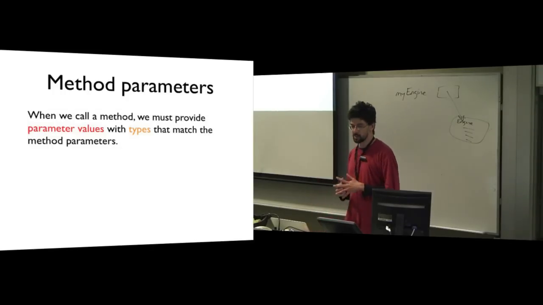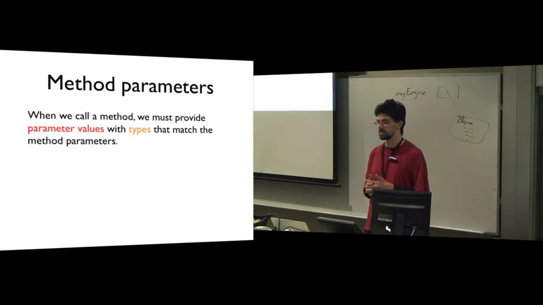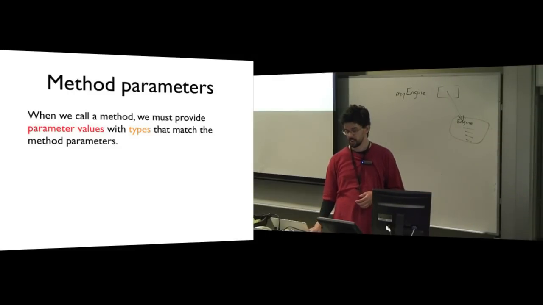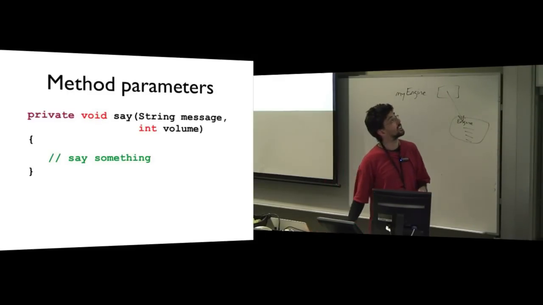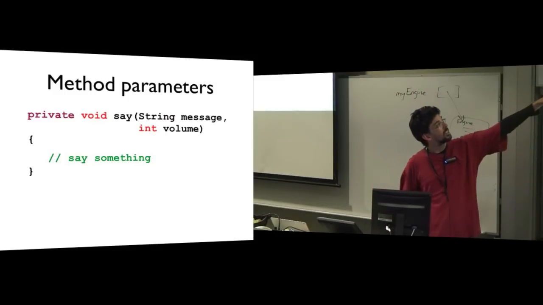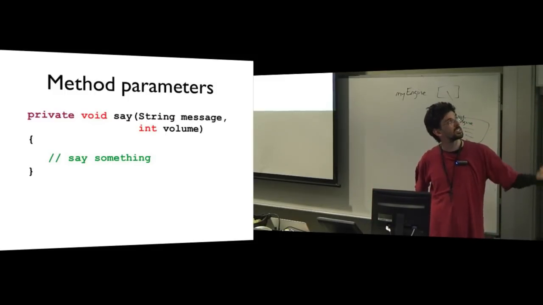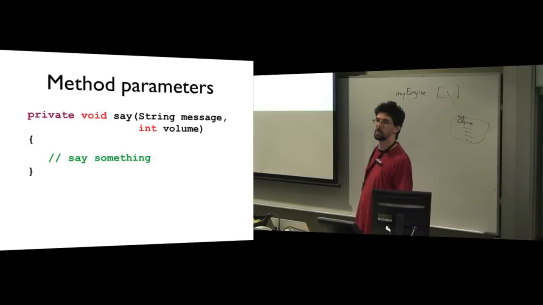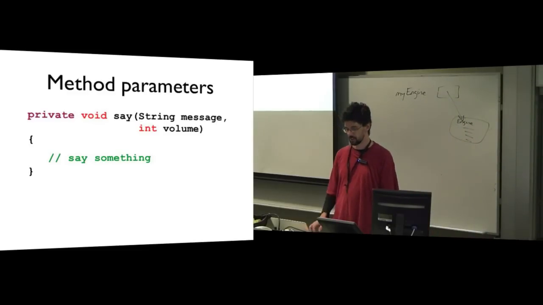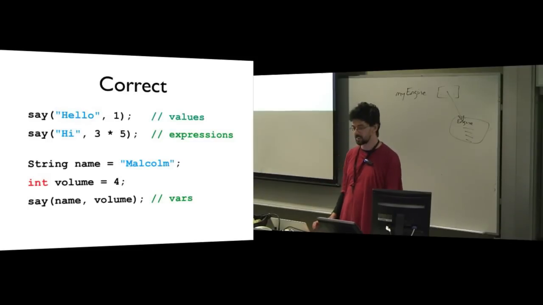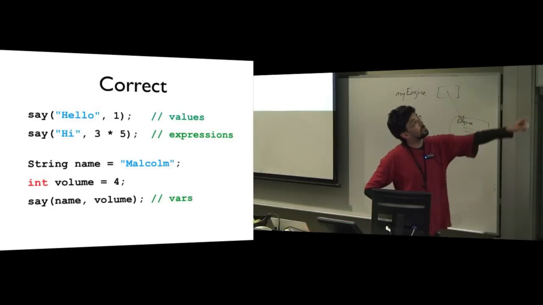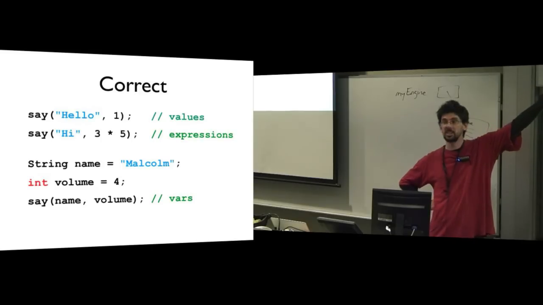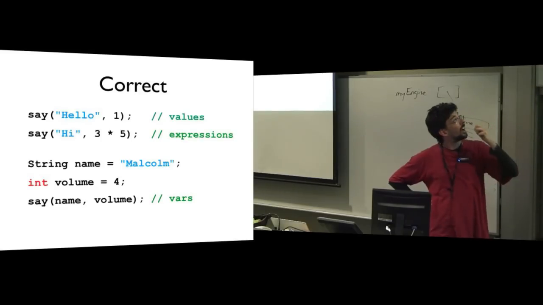When we call a method, we have to provide values for each of the parameters, and those values have to have types that match the method parameters. For example, if we had this method which is meant to say something, it has a string that is a message that we want to say, and it has an integer which is how loud we want to say it. The correct way to call this would be by passing in a string value first, which might be hello, and an integer value second, which might be 1.